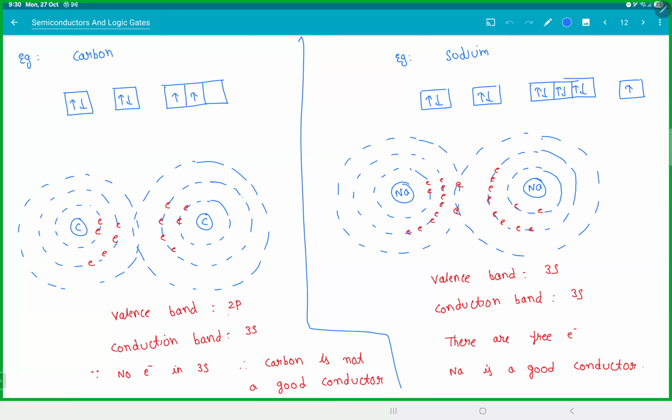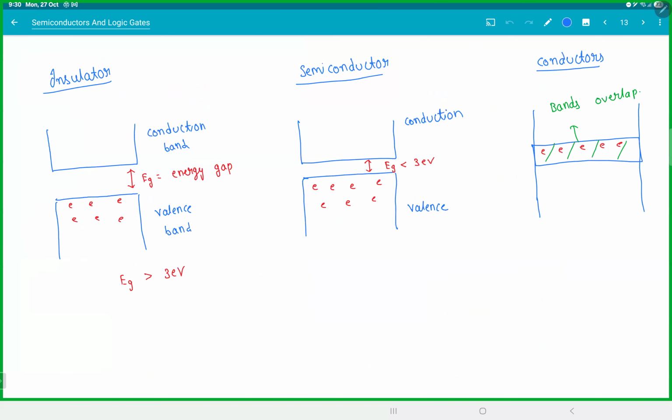Clear with this? I hope everyone is getting what is the valency band, what is the conduction band. So now if you take an insulator, the gap between the conduction band and the valency band is high. So in that building example, conduction band is the 10th floor, valency band is in the 5th floor. So for people in the 5th floor to go to the 10th floor, you need to give a lot of energy.